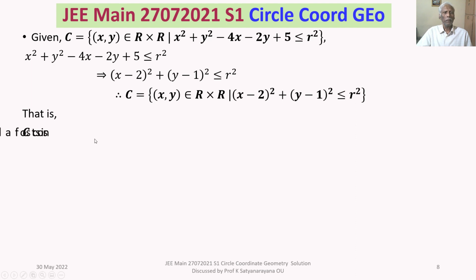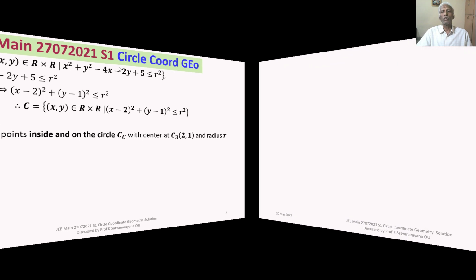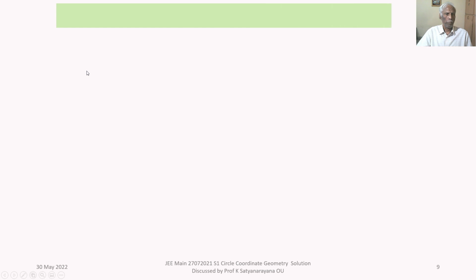That is, C consists of all points inside and on the circle C_C, with the center C3 at (2, 1) and radius R. Let's now summarize what we have done.